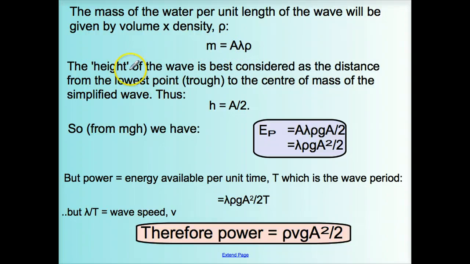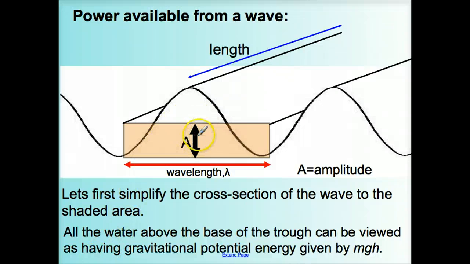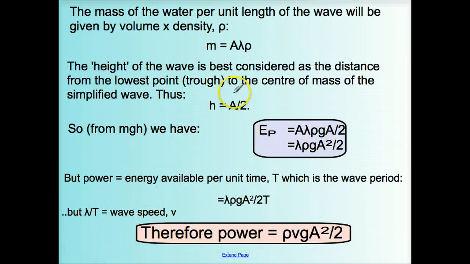Now we want to work out mgh, so we want to think about h. The height of the wave is best considered as half of this value. The center of mass is right in here, and we can think of the average height of that block being at the center of mass. So half of it is above, half of it is below. So the height is the amplitude divided by 2. So from mgh, we've got m, which is amplitude times wavelength times density, times g, times h, which we've just decided is the amplitude over 2. Simplifying, we've got wavelength times density times gravitational field strength times amplitude squared over 2.